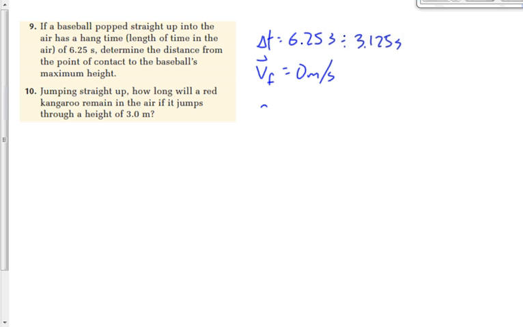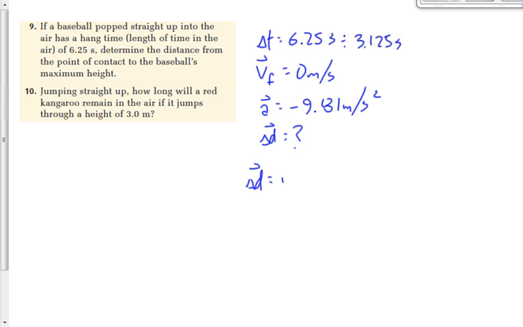A is negative 9.81, right? And we're looking for the displacement, not the total displacement of the baseball, because the total displacement is 0. It goes up and it comes back down where it started. But its displacement at maximum height, when VF is 0, is what we're looking for here. Let's try this one.